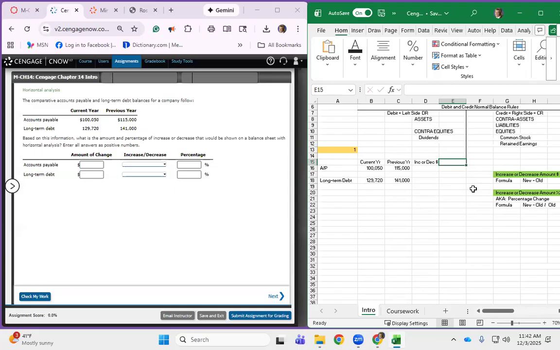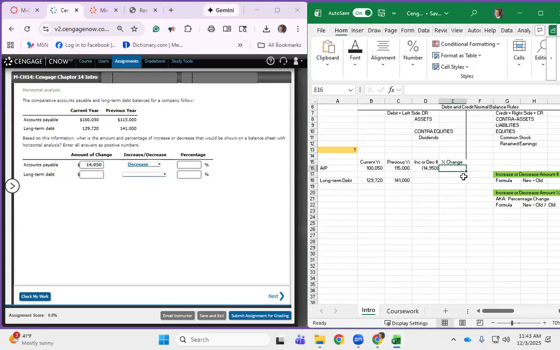And then the percentage change. So percentage change from one year to the next. So we always use the current year first and subtract the previous year. So my problem is current year minus previous year. What happened? It looks to me like accounts payable decreased $14,950. So I'm going to put the amount of the change right here, and it decreased.